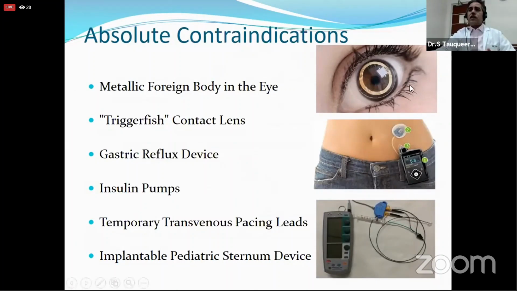So this is a contact lens, the device where a chip is inserted and the ophthalmologist collects the information. There are insulin pumps, and implanted temporary transvenous pacing leads. These are the devices currently on the absolute contraindications list. Maybe later on alternative models can be created which are safer for MRI and they'll be taken off this list, but currently these devices are in the absolute contraindications.